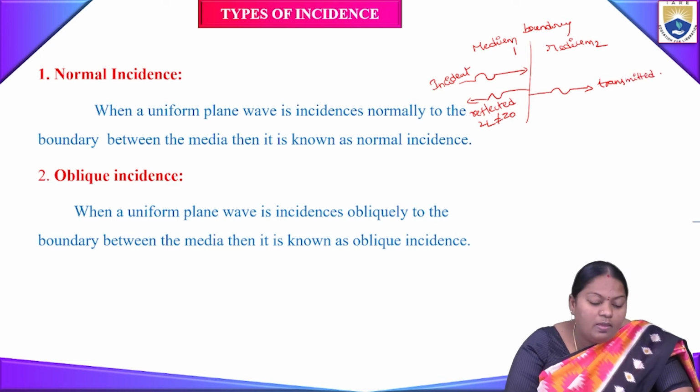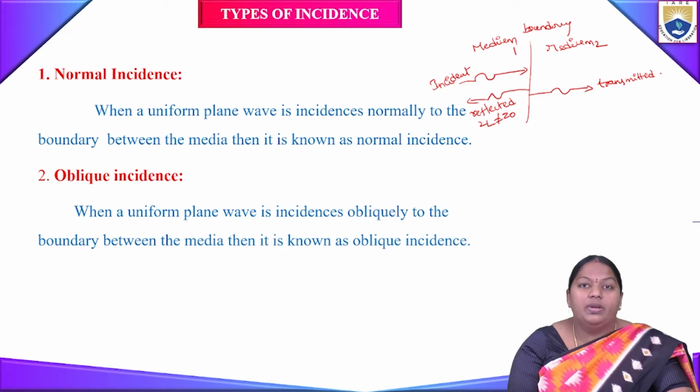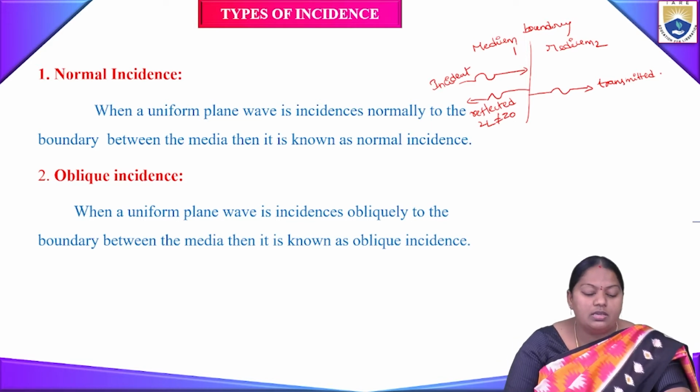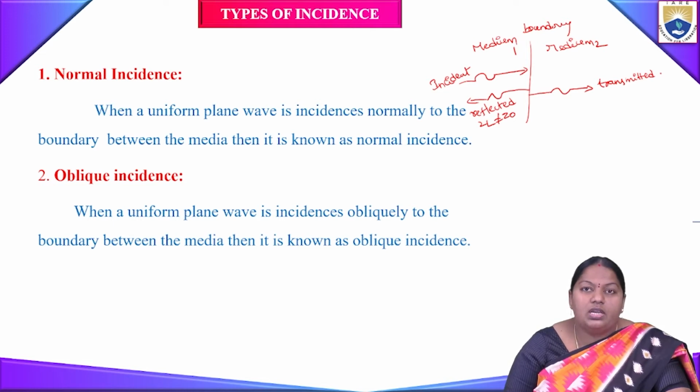So when a uniform plane wave is incident, we are going to learn the types of incidence. There are two types of incidence: one is normal incidence and another one is oblique incidence. What do we mean by normal incidence? When a uniform plane wave strikes the boundary normally between the two media, it is known as normal incidence.